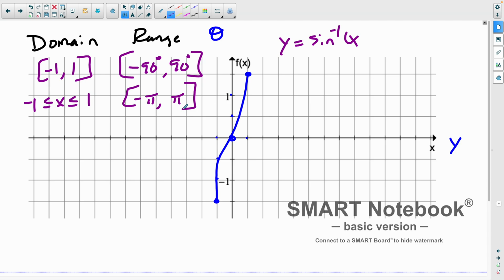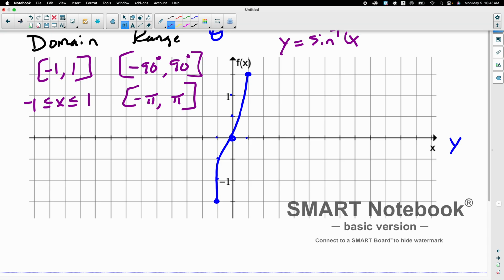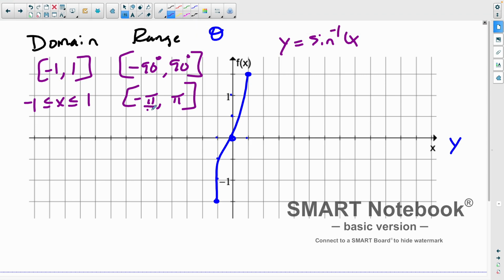And then let's do the same thing for the inverse cosine. Wait, wouldn't the range be pi divided by 2 or -pi divided by 2? Ah, thank you. Yes. Good pickup. Pi over 2 and negative pi over 2. Thank you. It's Monday morning math for you. Thank you. Excellent. All right.